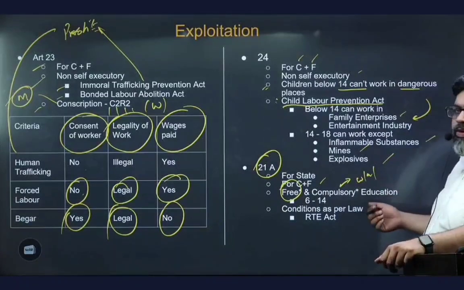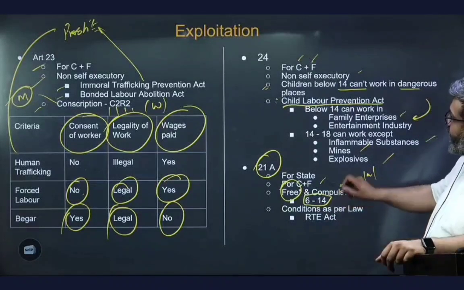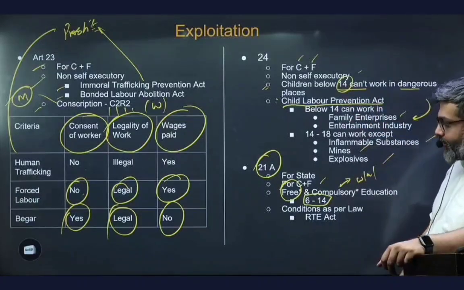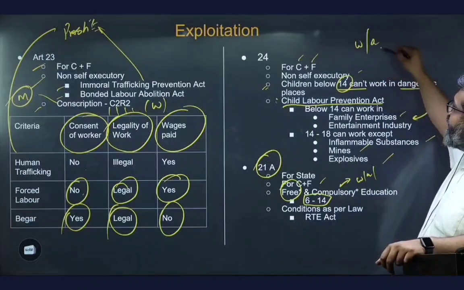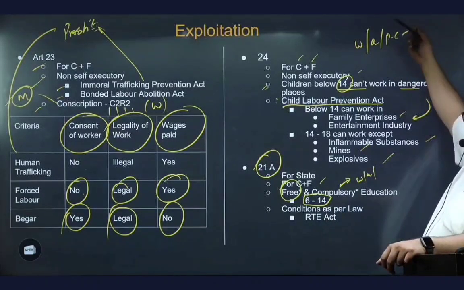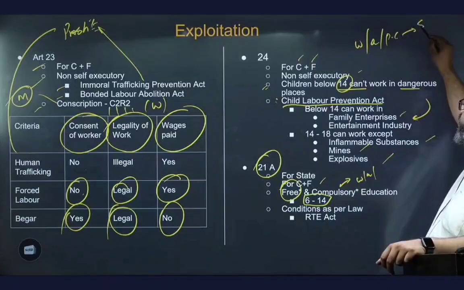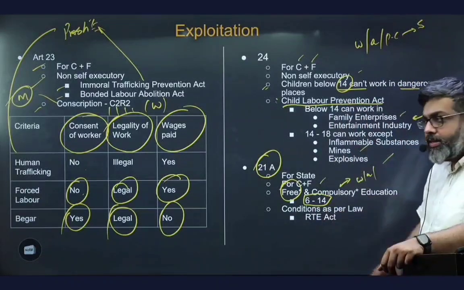Then you're entitled to go to school between 6 to 14 years. Now 6 to 14 sort of overlaps with this. So a child is willing to go to school, is able to go to school, has the parental consent to go to school, and therefore if the child is not going to school, that means it's the state's fault. On the other hand, you're allowing the child to also work in a non-dangerous place.